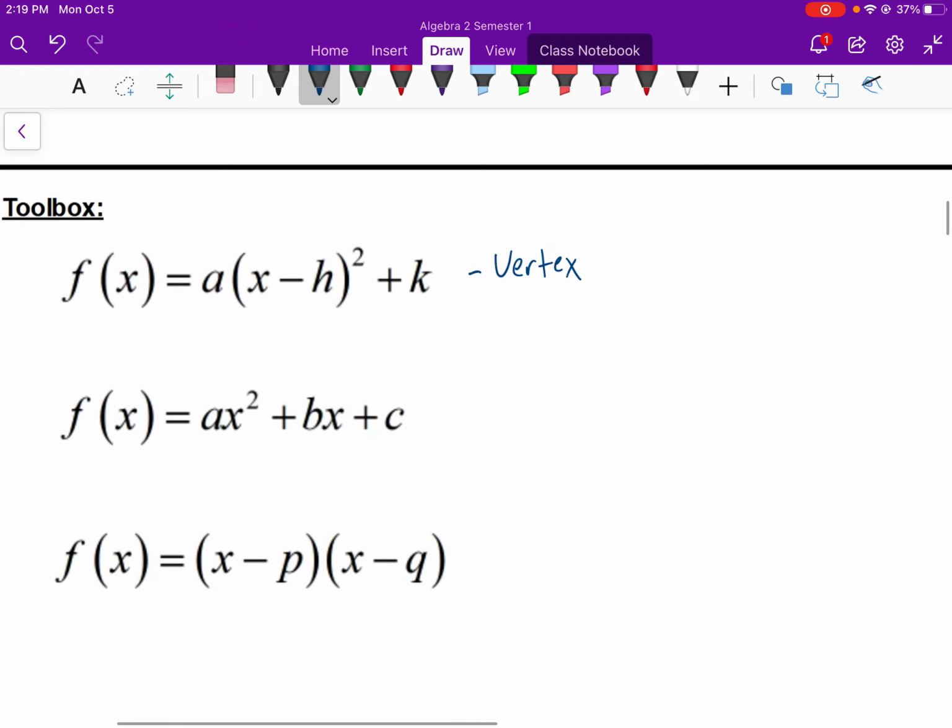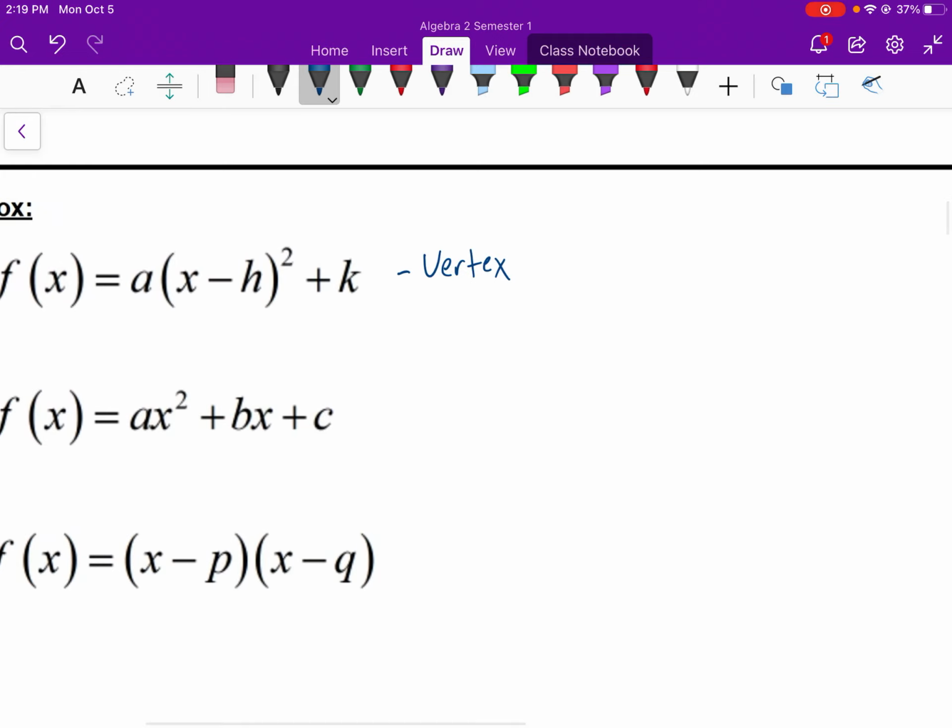Now, as you can tell just from the name, vertex form is going to give us our vertex. That vertex will be given through h and k. Now, we've done absolute value functions. It's the same type of idea. h, k is that vertex, and you're always thinking opposite of what you see in the parentheses, and what you're actually seeing with k.